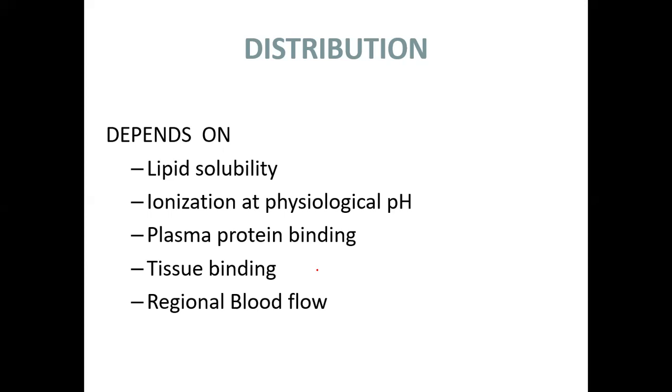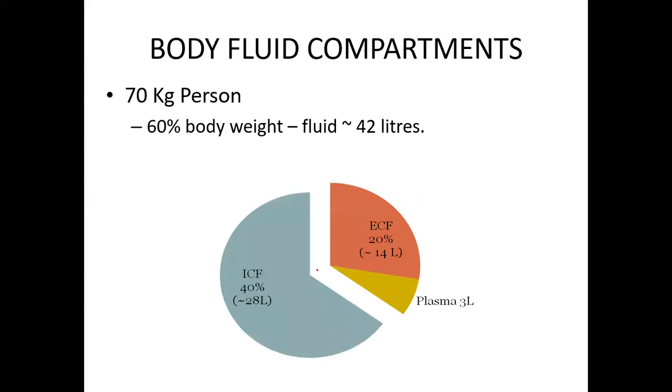And then we were talking about tissue binding, and another factor that tends to increase or decrease distribution is the regional blood flow. Now, how this particular regional blood flow helps will be quite obvious with the help of the phenomena of redistribution. So before we look into this particular phenomena of distribution, we need to talk about the body fluid compartments, and we say that 60% of the body weight is fluid.